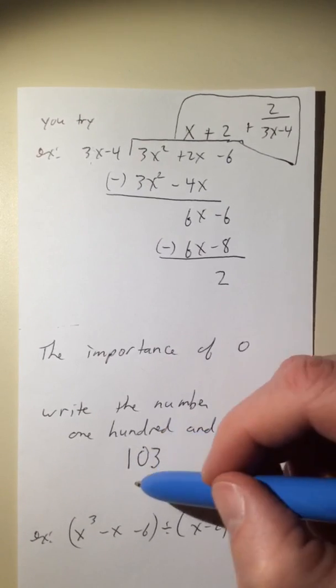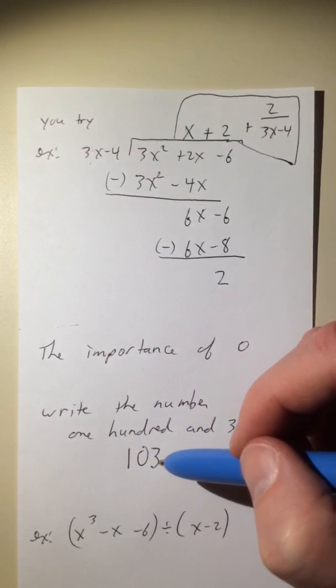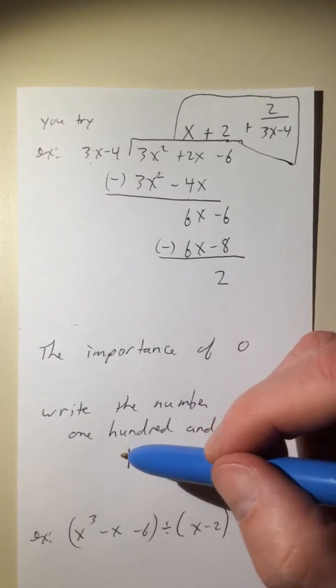We got the ones column, we got the tens column, and we got the hundreds column, all taken care of because everyone's got a number here. So we didn't just leave it as 1, 3, we wrote it as 1, 0, 3.